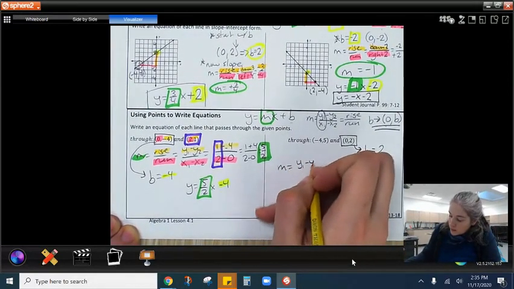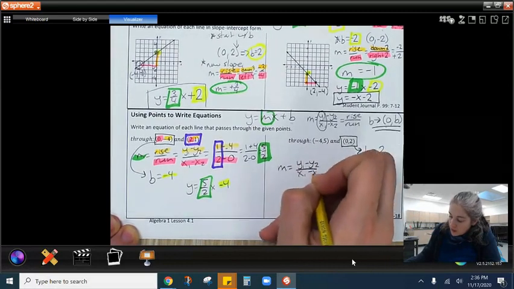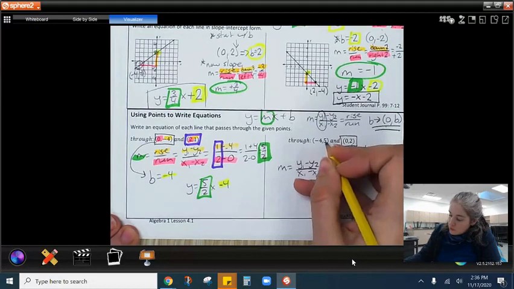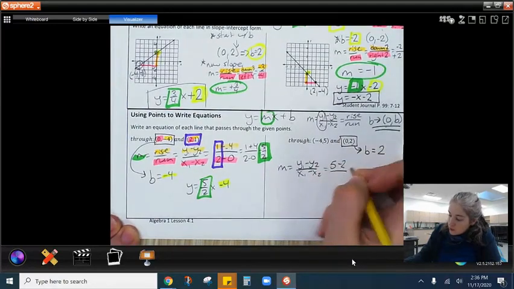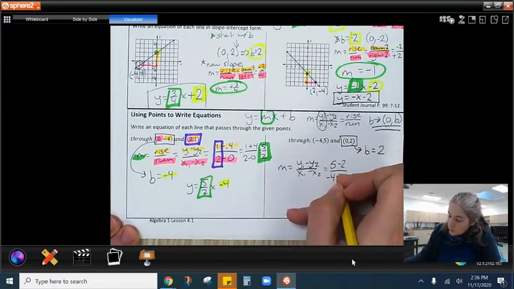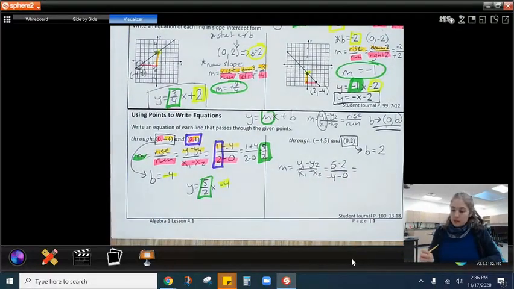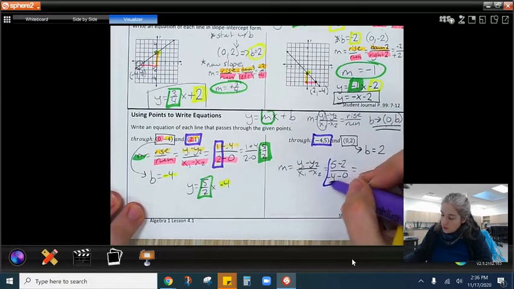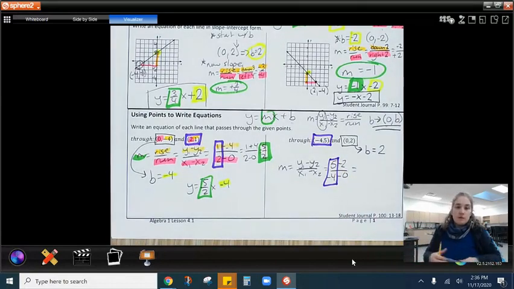So we'd have y1 minus y2 over x1 minus x2. Y1 I'm going to pick to be 5. So I do 5 minus 2, and then my x1 would be -4 minus 0. And again, this is what's really important. These points should be on top of each other. And they are. Those numbers are on top of each other.